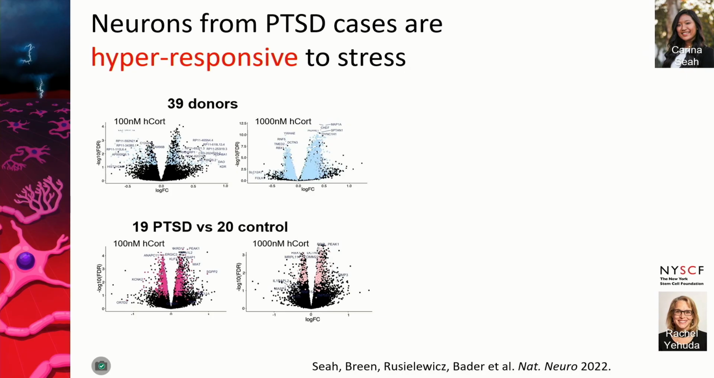And what I think this data is telling us is that everyone's neurons respond to high dose cortisol, but only those neurons from those individuals who had PTSD after combat exposure, they responded at low dose. So their neurons were hyper responsive to cortisol, at least in the dish. So we asked what types of genes were hyper responsive to stress in those individuals who had PTSD.